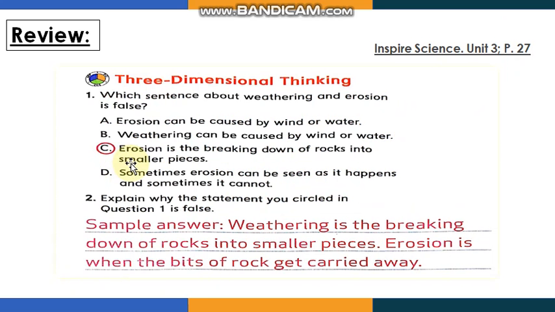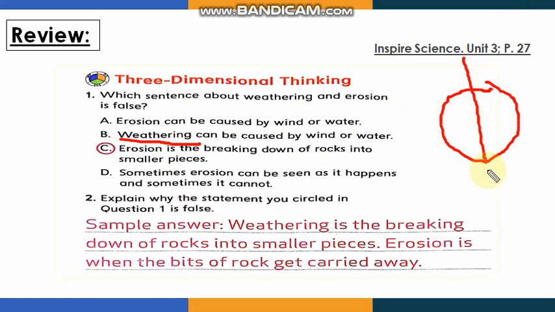Erosion is when water and wind carry something from one place to another. So everyone, let's say weathering can be caused by wind and water, and they will break down the rock into smaller pieces. Erosion is when water and wind carry the small pieces of rock and sand from one place to another. For example, the river can move and take the sand and the small pieces of rocks from one place to another place.